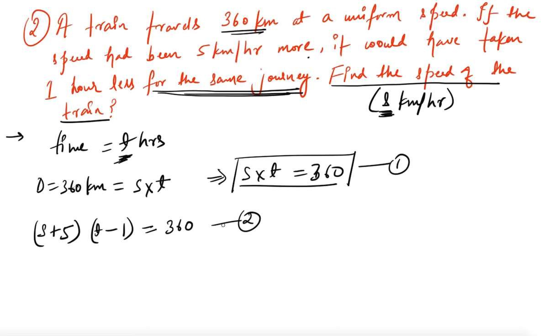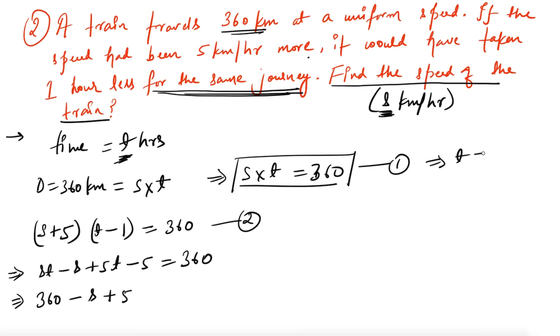So now you have both equations, you can easily solve it. Let us multiply this and see what we get. st minus 5s plus 5t minus 5 is equal to 360. The value of st is 360 from the first equation, which I'll substitute here. 360 minus 5s plus 5t. Instead of t, from this can I write that t is nothing but 360 upon s?